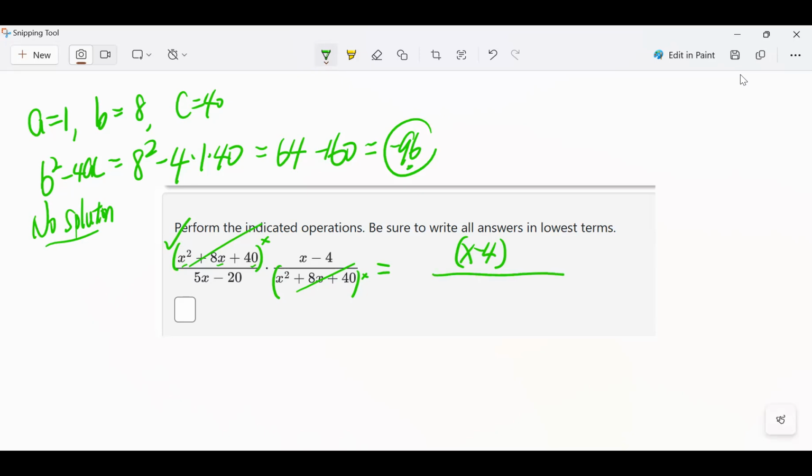And then we're also going to factor the 5x minus 20, GCF 5, which gives 5 times x minus 4. Now we cancel this, right? Is the answer 5 or 1 over 5? So it's 1 over 5.